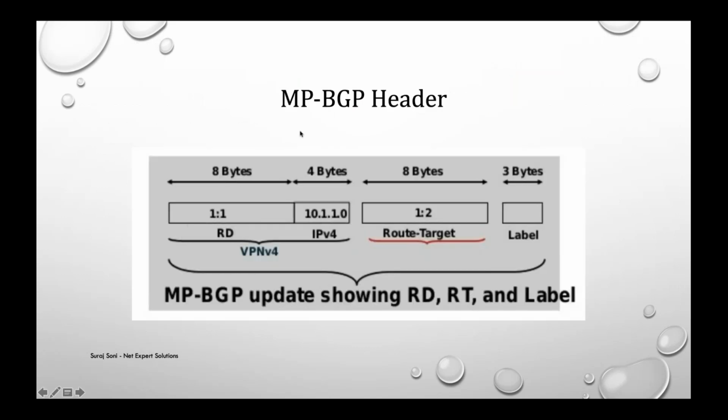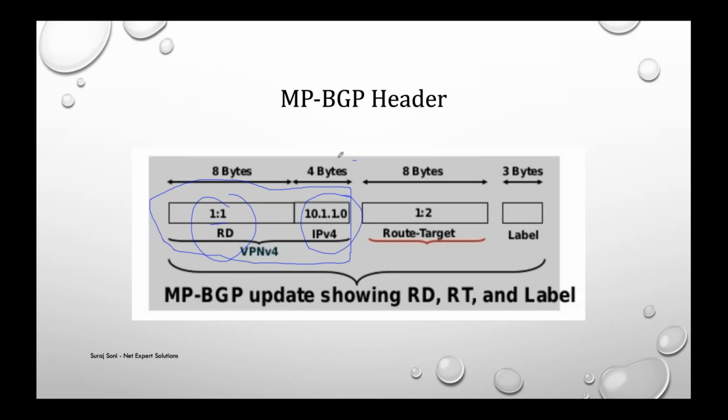This is the MPBGP header, guys. I have already explained how the header is. This is your IPv4 for prefix 10.1.1.0. Then this is the RD value. This is the format. There are different types of formats also, which I will show you in tomorrow's session when we do the practical lab. So 1:1 is the format of the RD value. This is called VPNv4. VPNv4 is actually the type of additional address family in BGP, which we need to enable to send this packet.